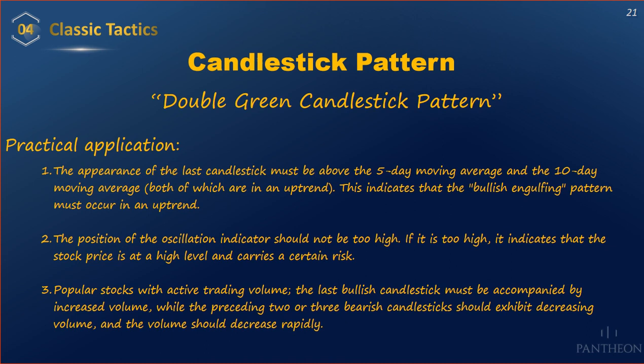For point number 3, popular stocks with active trading volume. The trading volume of the last bullish candlestick must show a significant increase, while the middle 2 or 3 bearish candlesticks need to have a decrease in volume, and the volume should decrease as quickly as possible. Let's move on to the next slide for a better understanding.